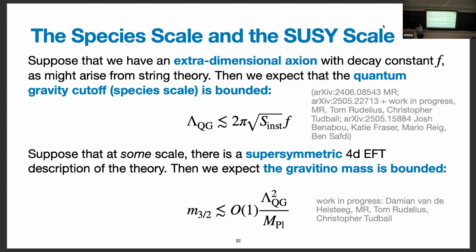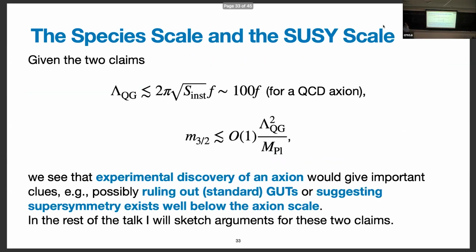If you chain these together, measuring an axion and learning about f tells you something about the species scale. Plugging it into this tells you something even stronger about the scale of supersymmetry breaking. So that's interesting. I'm just going to briefly sketch our thinking on this in the last few slides. So experimental discovery of an axion, chaining these things together, tells you the gravitino mass is bounded by roughly f squared over M Planck times some factors in front.